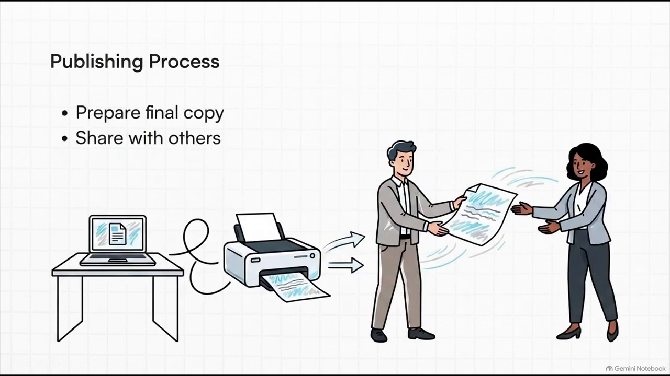So how do we actually get it out there? The publishing process involves a few final, very actionable steps. First, prepare your final clean copy. Then, share it. You can present your writing verbally through storytelling. You can hand out physical printed copies to your community, or you can even post your work online for a global audience to see. Honestly, the medium is completely up to you, but sharing it, that is essential.